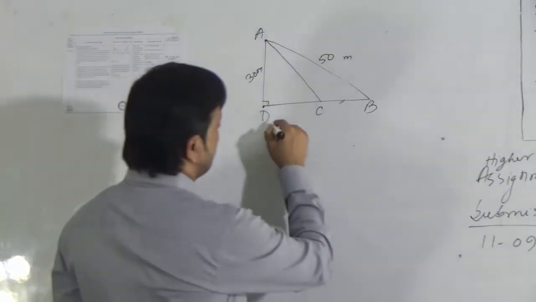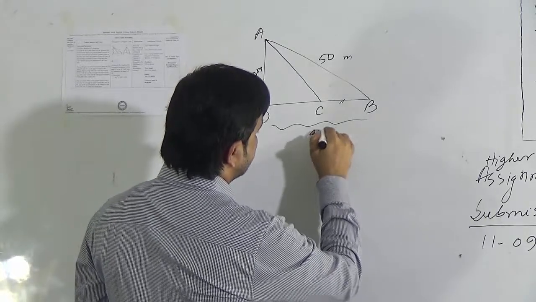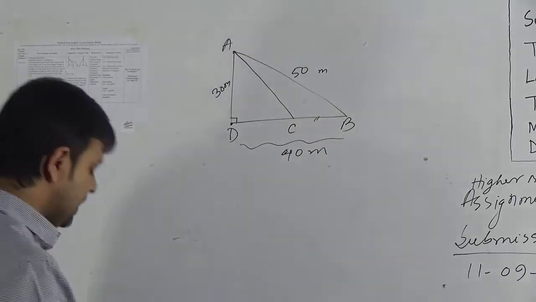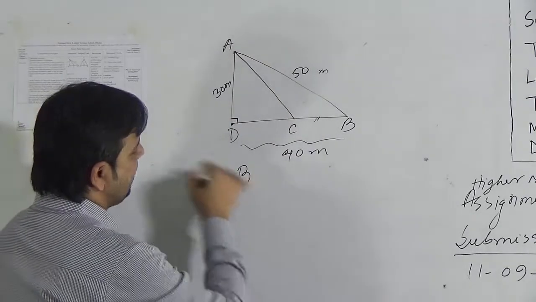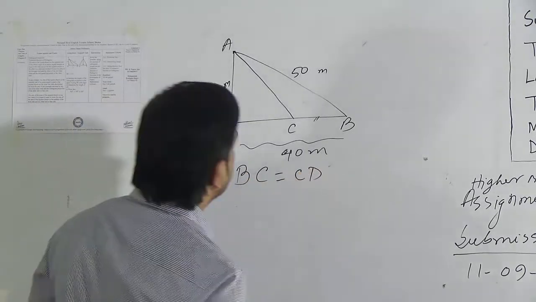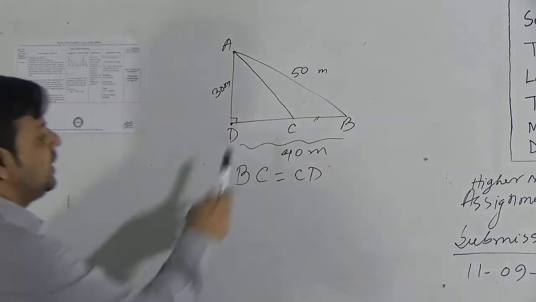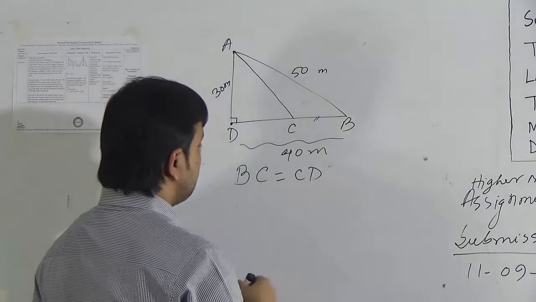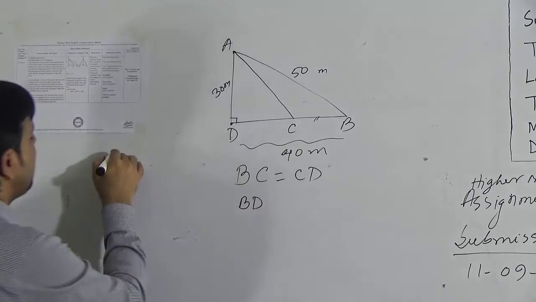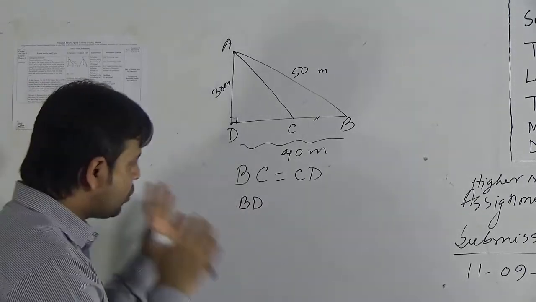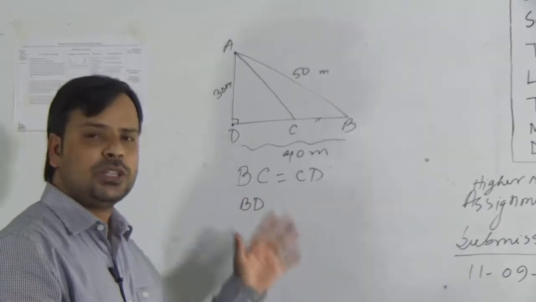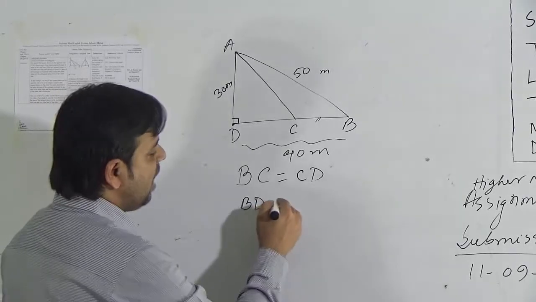Dear students, the total length of BD is 40 meter here, AB is 50 meter, AD is 30 meter, and another condition given in the question is BC equal to CD. So C is the midpoint of BD. So we can write here, I am solving question B now, but I will just show you the logic of how you can solve. You have to arrange it yourself and use your own language.